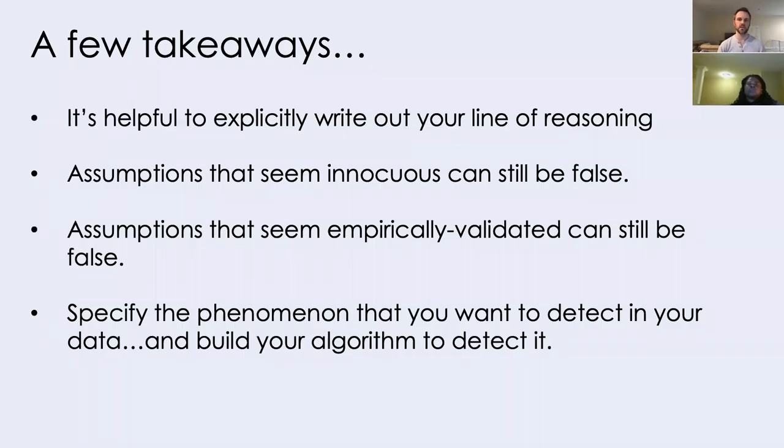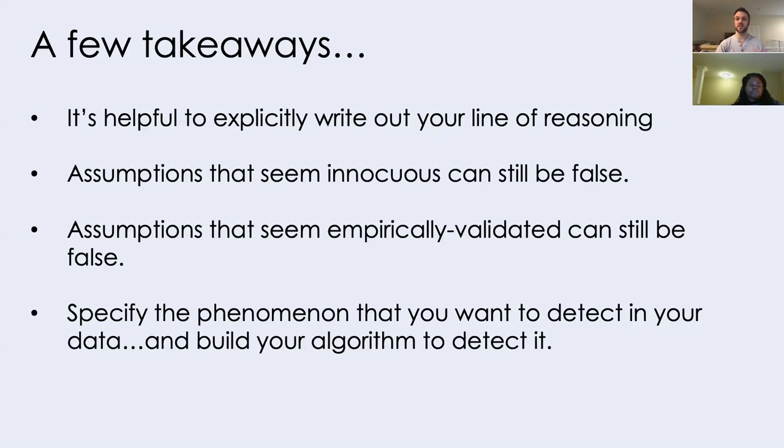So my final few takeaways from this are the following, and I think it's quite helpful. One, when you're developing your machine learning strategy, it's helpful to explicitly write out your line of reasoning, why you think this method is going to work. You say something like this: the data behaves like this, and we are going to capture this element, et cetera. And you work through it, and you even draw out a picture about what you're trying to capture and why it works.